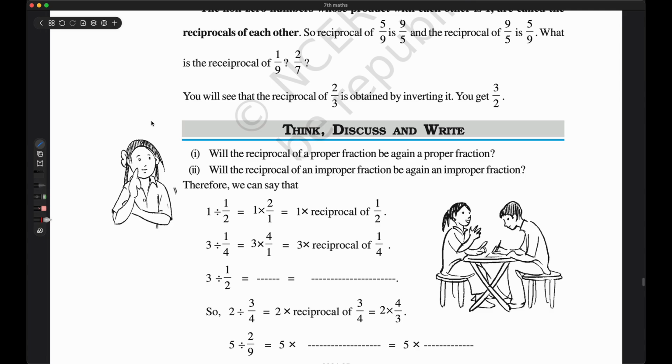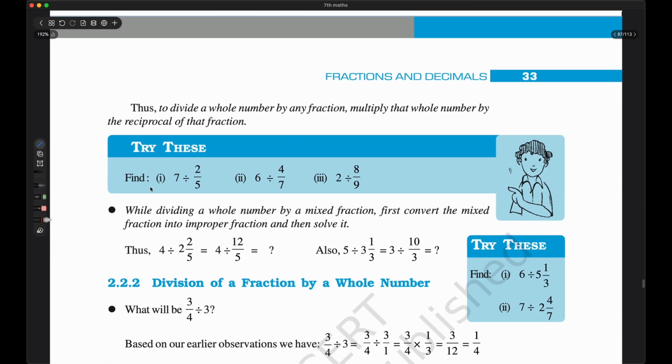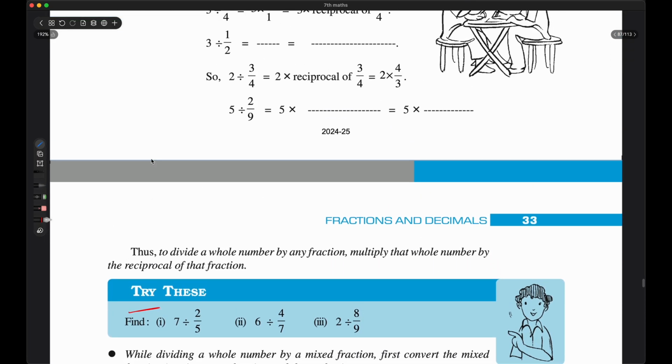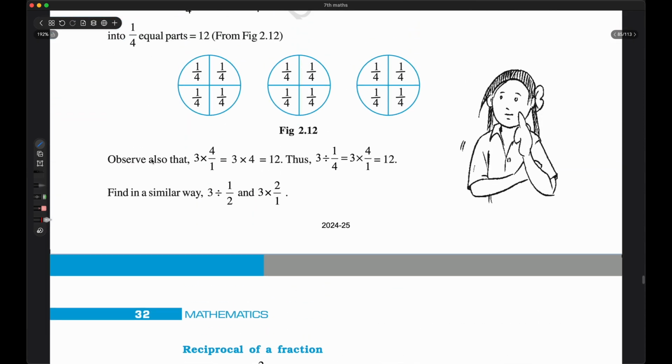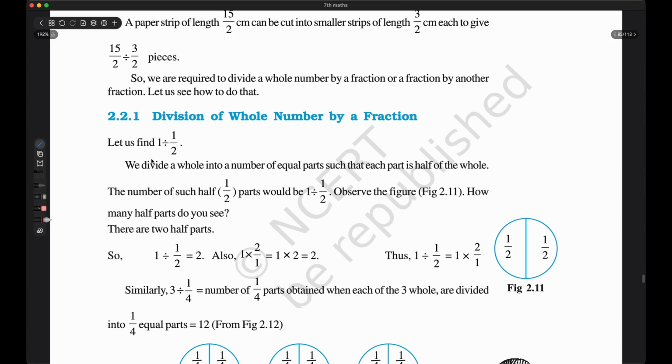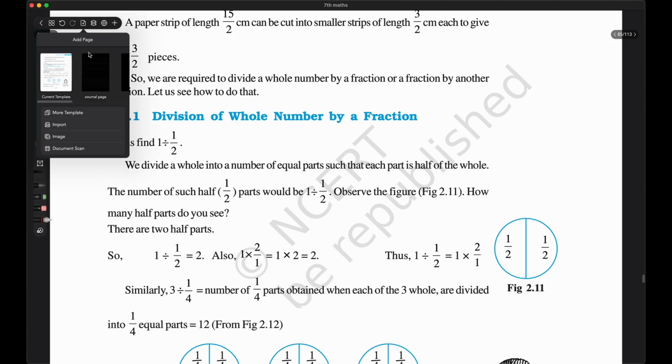Hello everyone, my name is Shyam Chauhan and in this lecture we are going to solve the questions: think, discuss and write, and the try this. In the last lecture we covered the division of whole number and fraction. Let us revise the division.